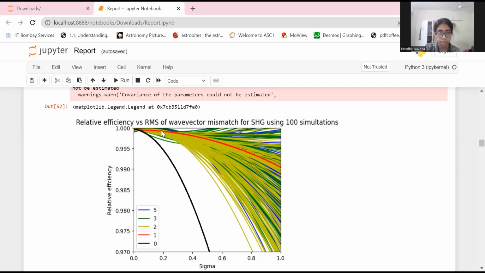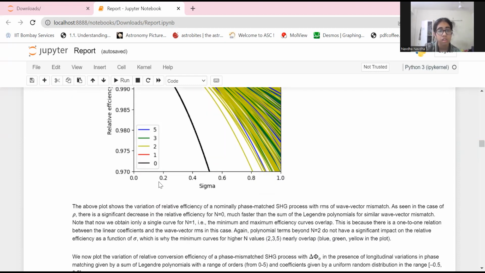Another important thing to note here is that the minimum and the maximum for n equal to 1 nearly overlap. So there is approximately 0 spread in relative efficiency for n equal to 1. This happens because for n equal to 1, the wave vector mismatch varies linearly in z, and so the RMS of it has a one-to-one relation with the Legendre coefficient that we are choosing from minus rho to rho. This leads to this nearly zero spread, which was also seen in the case of n equal to 0.